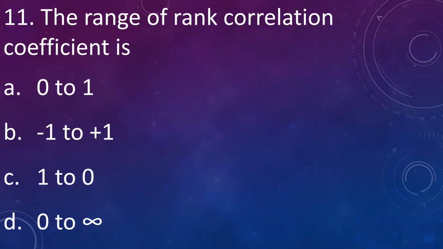And the range of rank correlation coefficient is: A. 0 to 1, B. Minus 1 to plus 1, C. 0 to 1 to 0, D. 0 to infinity. Answer is minus 1 to plus 1. Like the simple correlation coefficient, rank correlation coefficient also ranges from minus 1 to plus 1.